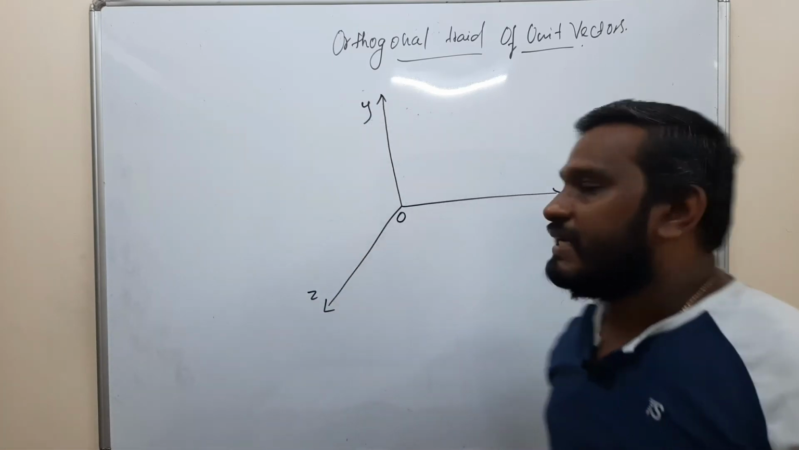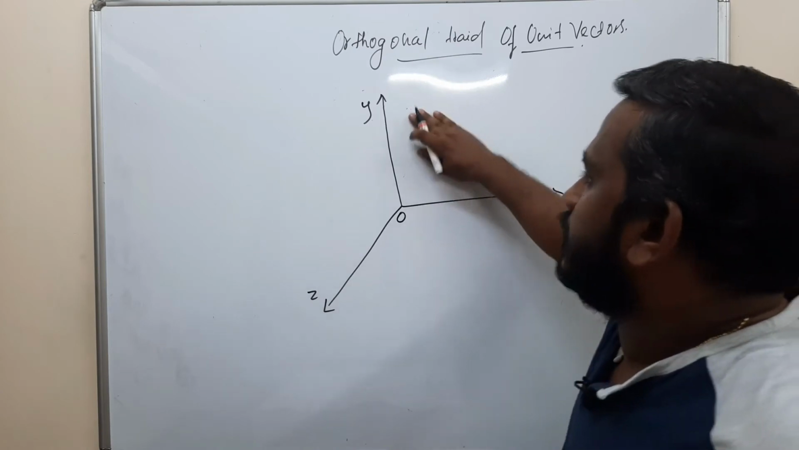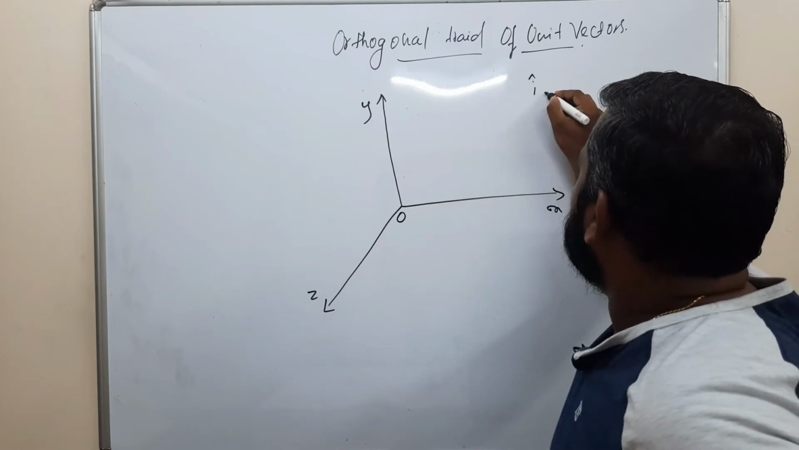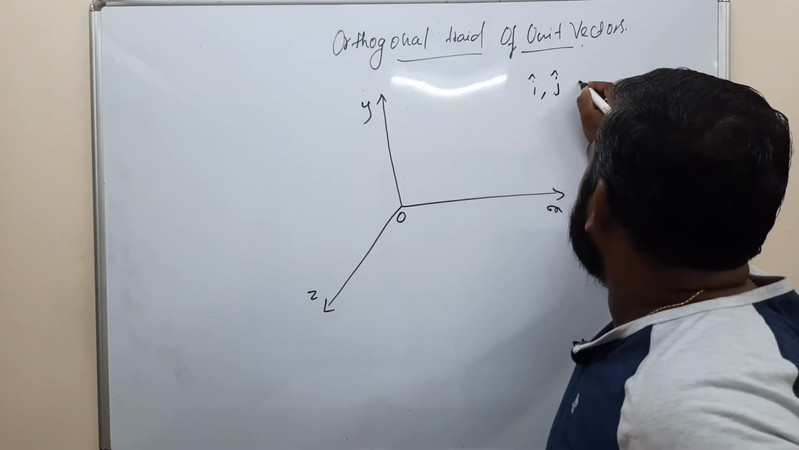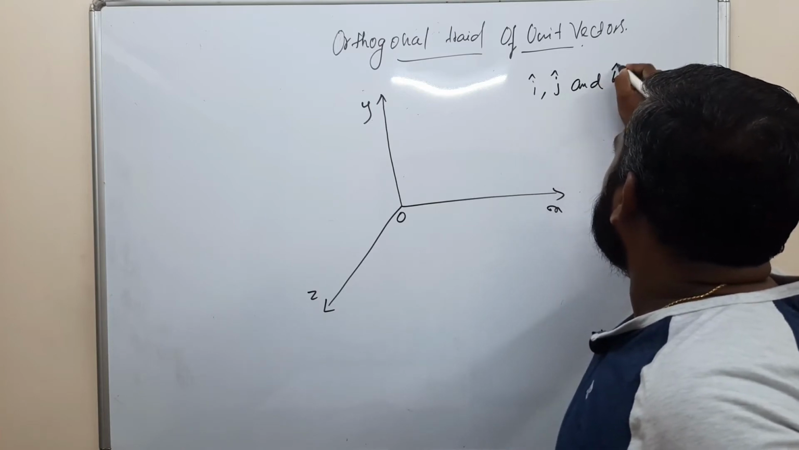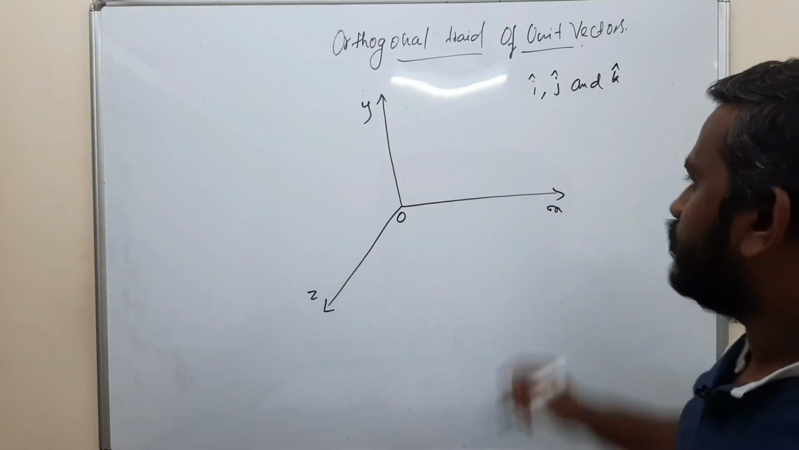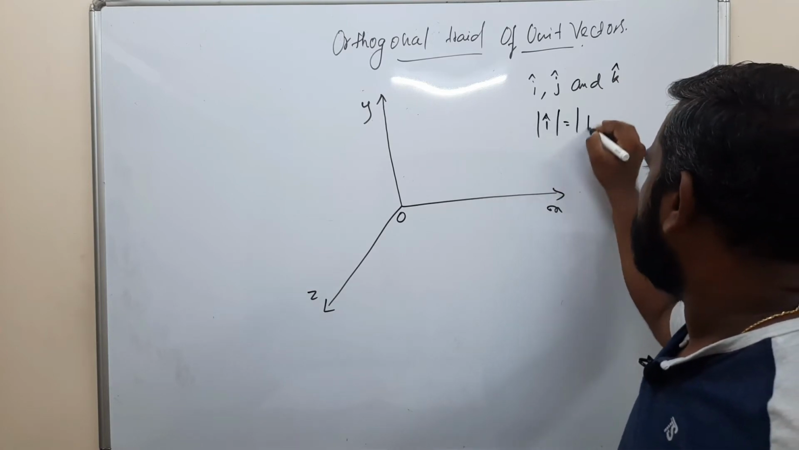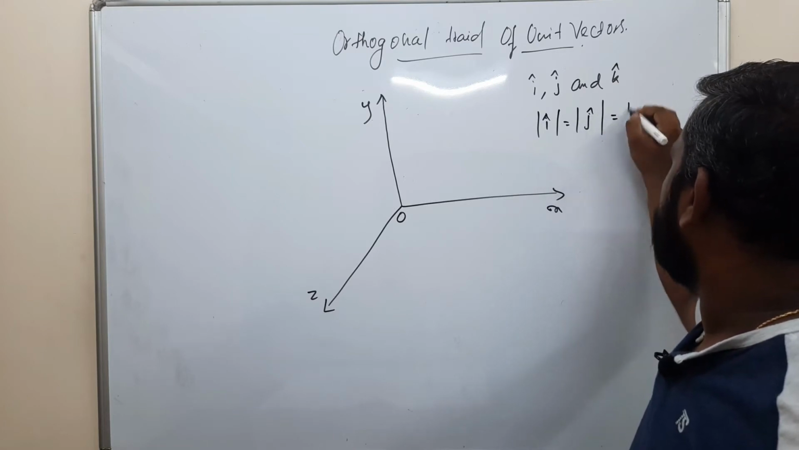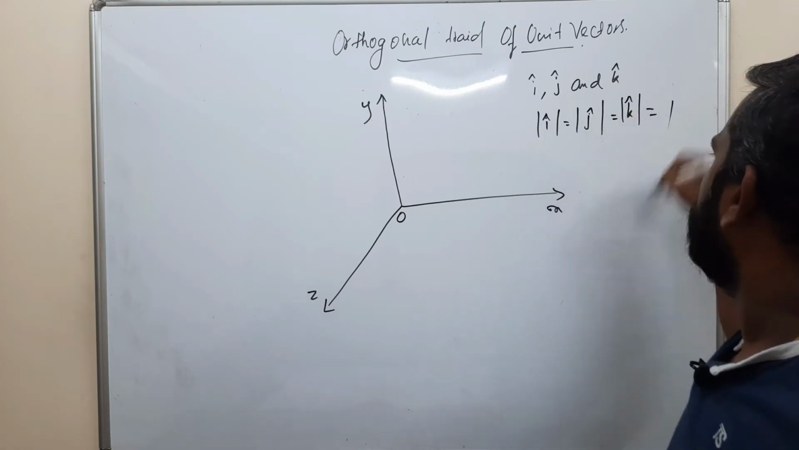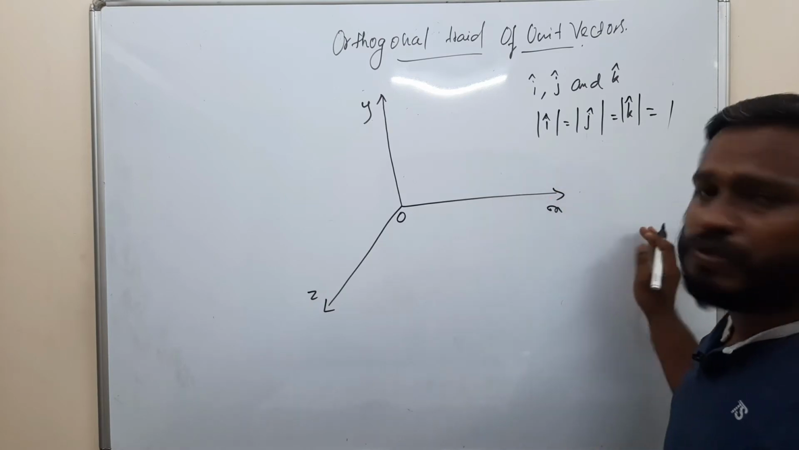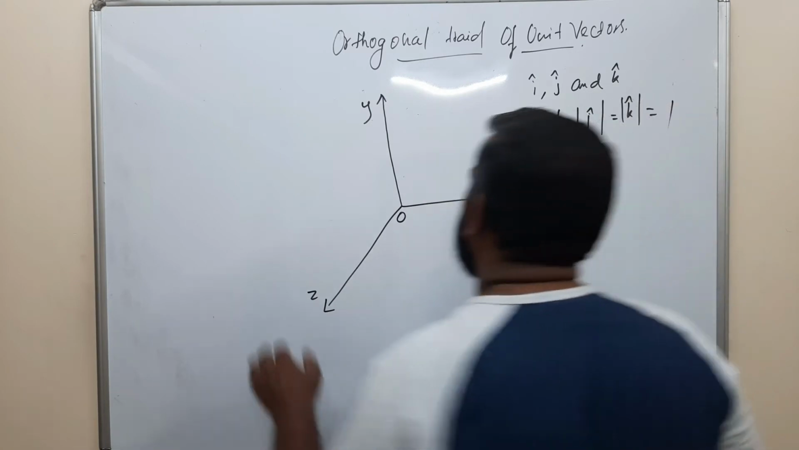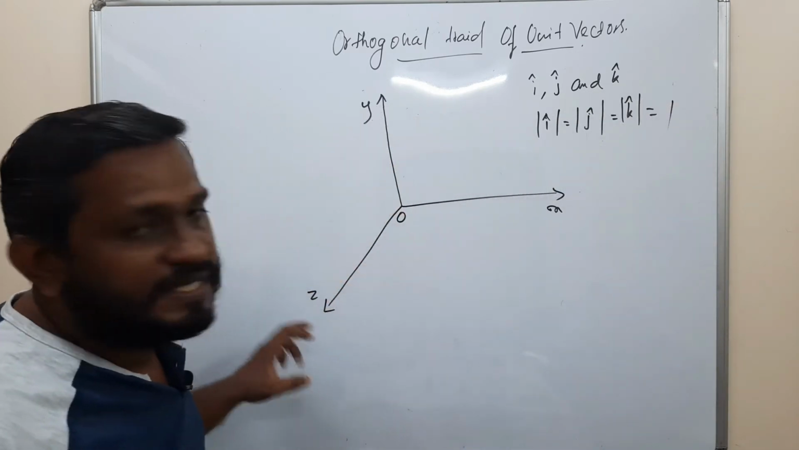Okay, so in a right-handed Cartesian coordinate system, there are three unit vectors, that is i cap, j cap and k cap. So these are the three unit vectors, that is mod i is equal to mod j is equal to mod k is equal to 1. These three unit vectors are used to represent the direction of the x, y and z axes.